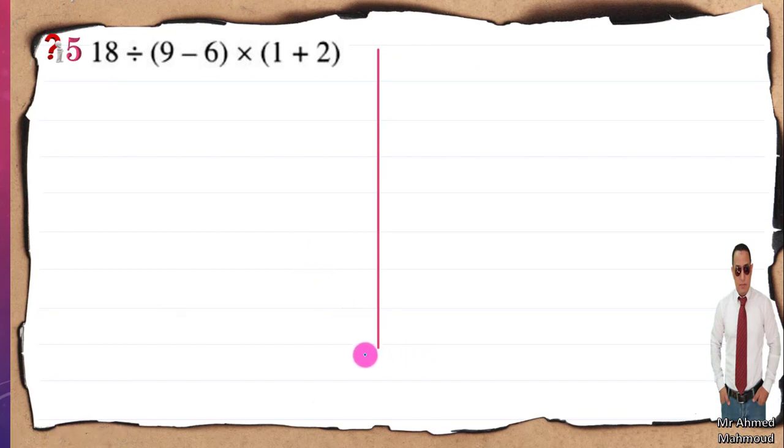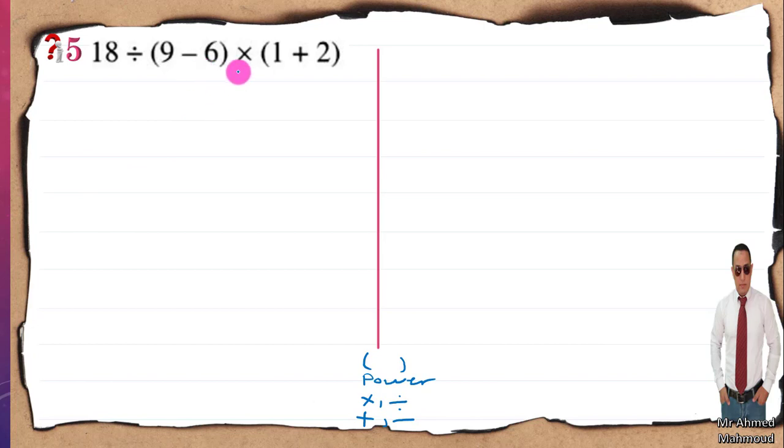Okay, remember with me: brackets, powers, times or divided, plus or minus. Okay, the first problem: I have divided, minus, times, plus, and 2 brackets. The first step, I'm going to evaluate the brackets.